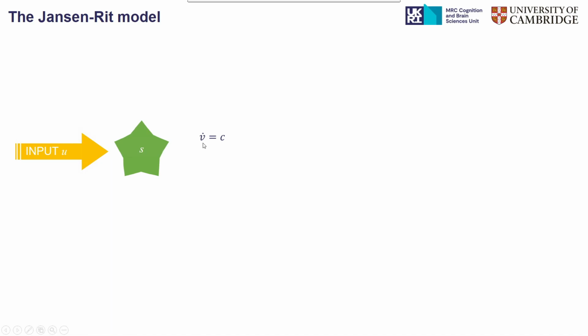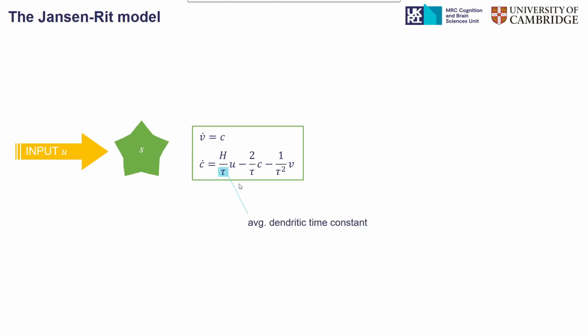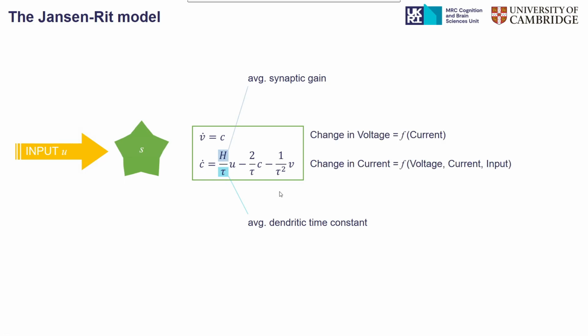The rate of change of voltage is denoted as a function of current. We use the notation with a letter and a dot on top to denote its rate of change with respect to time. The rate of change of current is modeled as a function of the present voltage, the present current, and the input. Now these are scaled by constants. These constants are the average dendritic time constant, which is tau, and H, which is the average synaptic gain. Now these are essentially changes in voltage as a function of current and changes in current as a function of voltage, current, and input.